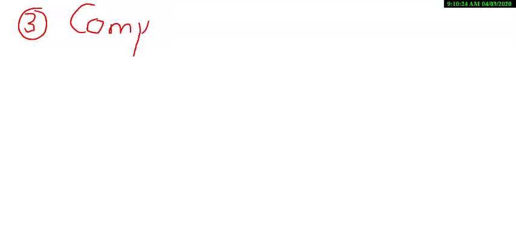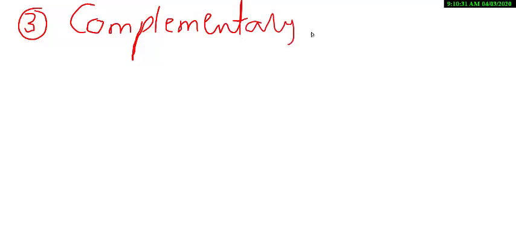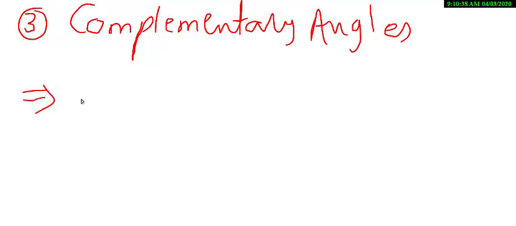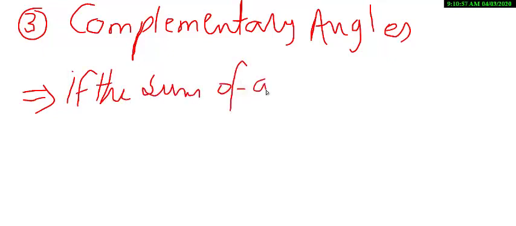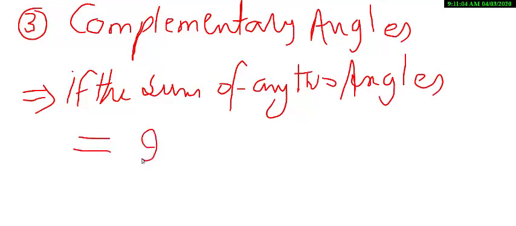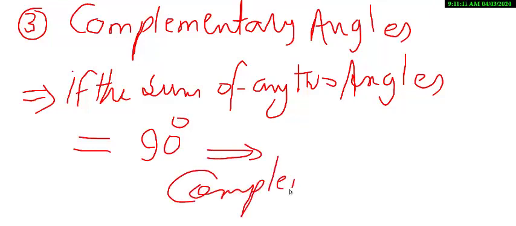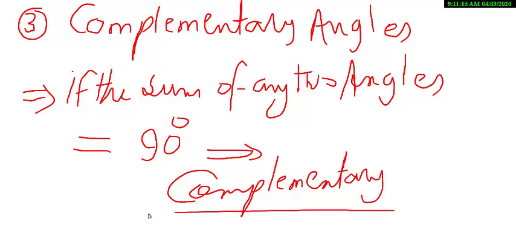Complementary angles. The definition of the complementary angles means: if the sum of any two angles equals 90 degrees, the angles are said to be complementary angles.